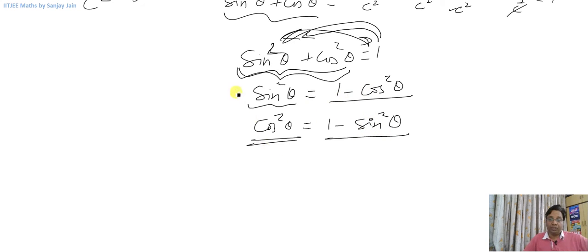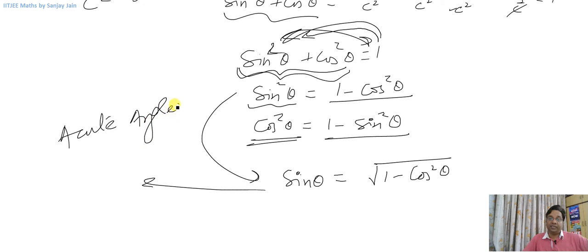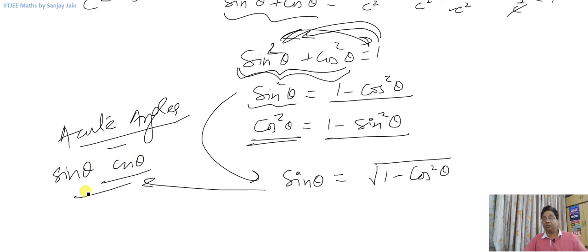Now in some of the books it is written that sine theta is equal to root of 1 minus cos square theta, but it is not always true. In class 10th it might be written in some books, because we are always talking about acute angles, where sine theta and cos theta have positive values, because we know that if you write something like root 4, then it means 2, right, it is a positive value.